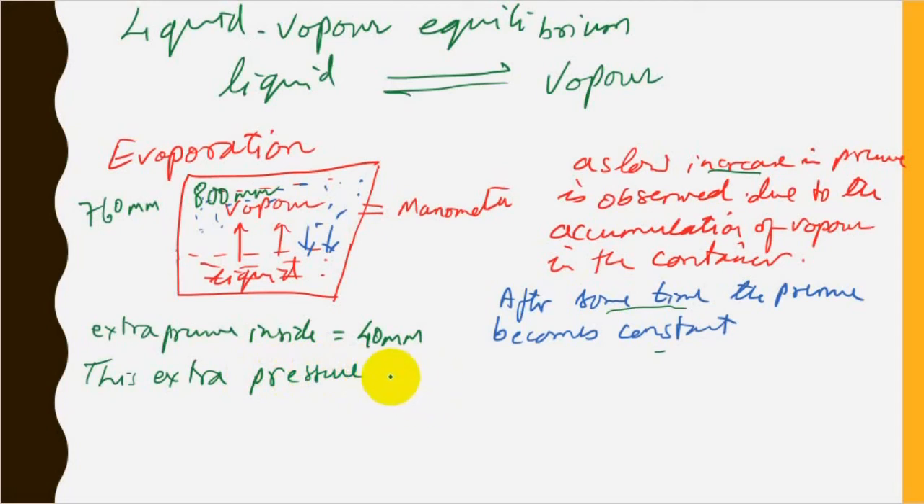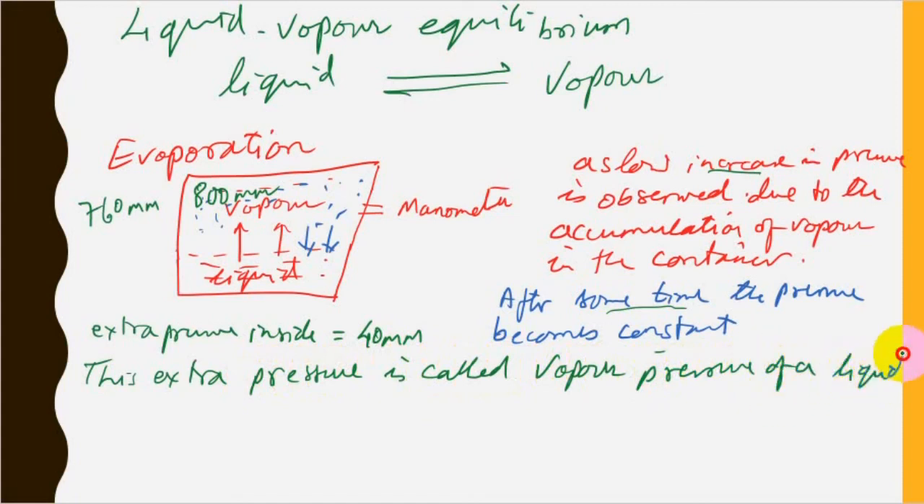This extra pressure is called vapor pressure of a liquid. Is it clear? So if I ask you what is the vapor pressure of a liquid, then what will you say? It is the pressure exerted by the vapors only.